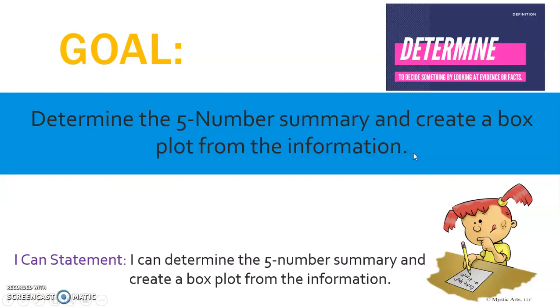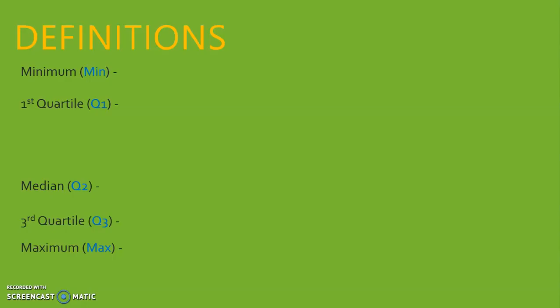So some key things we want to go over is our goal. Our goal is to determine the 5 number summary and create a box plot from the information. The word determine means to decide something by looking at evidence or facts. So our I can statement for this mini lesson is I can determine the 5 number summary and create a box plot from the information.